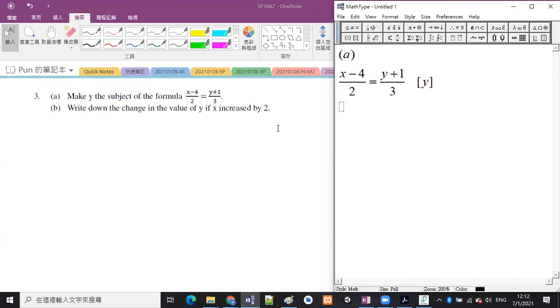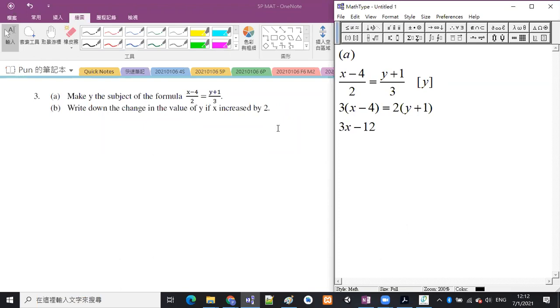Okay, this question is quite nice because the left hand side is just one fraction, the right hand side is just one fraction, so we may just multiply the denominators to the opposite side directly. So the 3 should be multiplied to the left, okay, and then the 2 should be multiplied to the right, okay, and then we just expand the brackets.